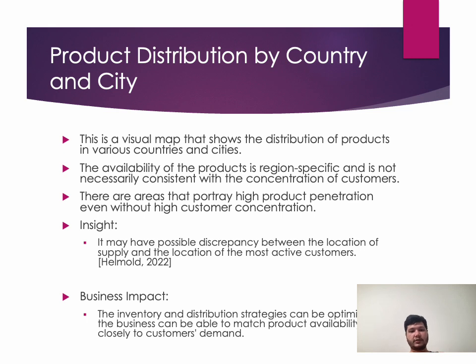It is a visual that gives the distribution of products geographically in terms of countries and cities. Some areas may have good product presence, while these areas may not necessarily match customer concentration areas. This implies that the supply and demand of products may not match. The business will be able to identify these gaps by which they can optimize inventory and distribution strategies so that they can more effectively match products with those regions where they have the best customer demand.